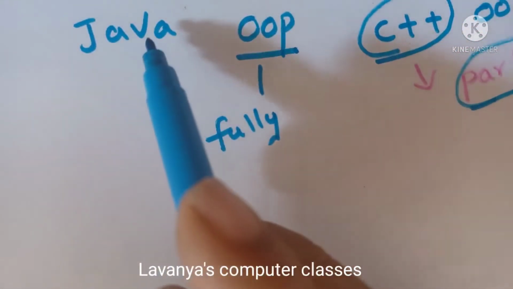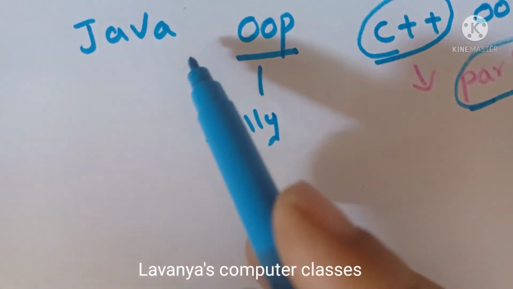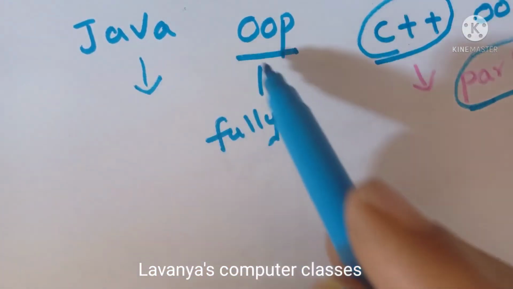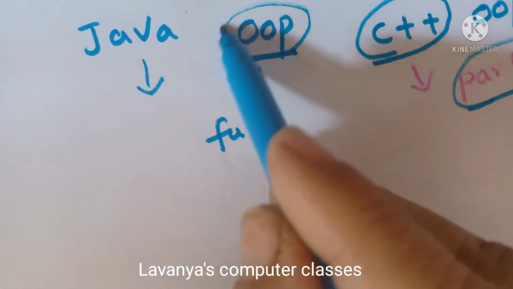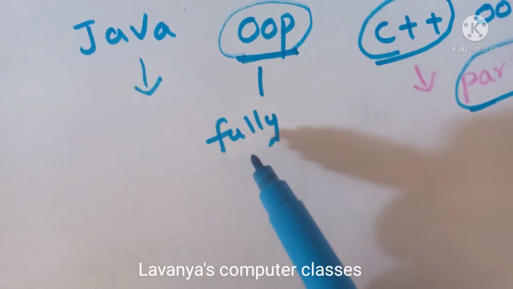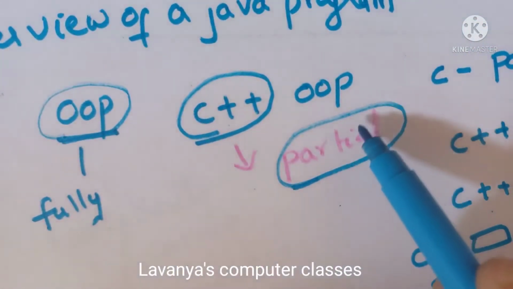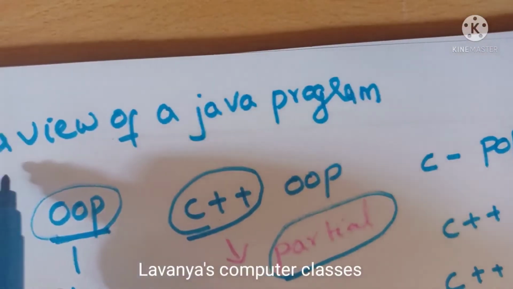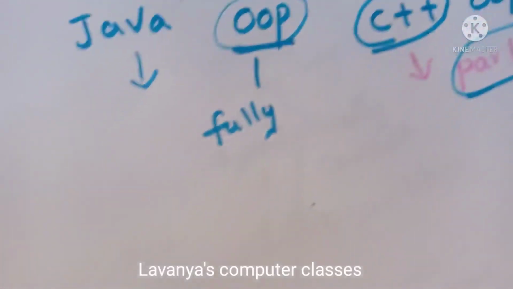But when we come to Java, Java is developed newly. So whenever you are developing Java, we are using totally object oriented programming concepts. That's why Java is fully object oriented programming and C++ is partial object oriented programming. So now I will explain the overview of a Java program.